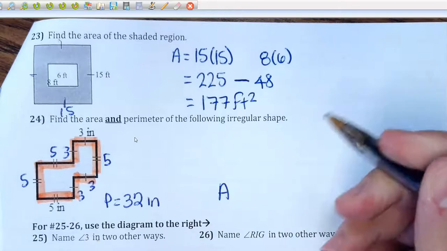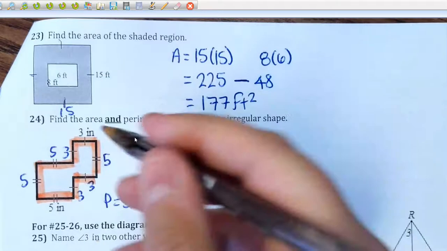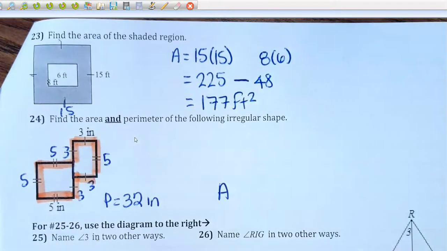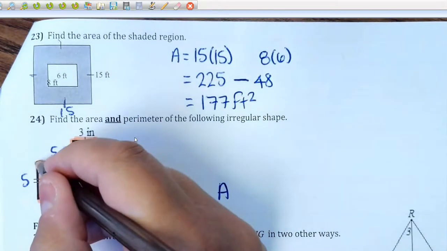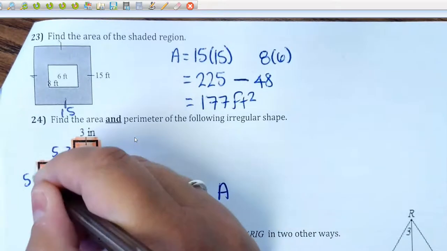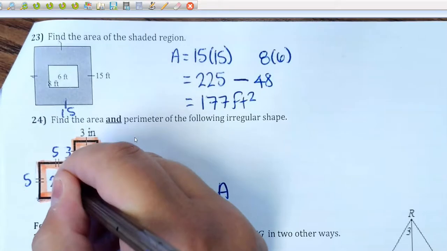Completely up to you how you want to do this. I'm just going to break it up just like this. I'm going to put a little line right there. Now, this portion of it is 5 by 5, length times width or base times height. So multiply those together, I'm going to get 25.